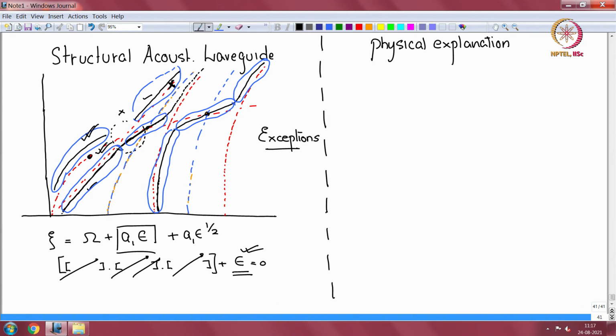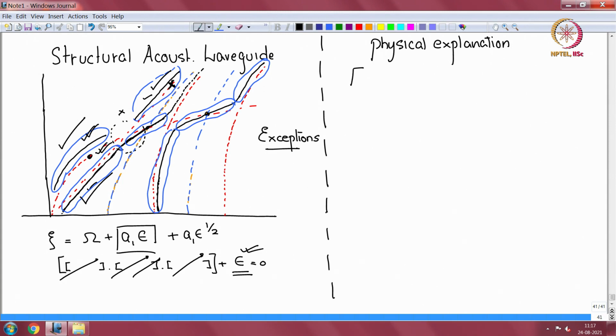Of why this happens. That means why the coupled flexure here is above, why the coupled plane wave here is above, why the coupled plane wave here is below, and so forth. We will see the physical explanation for that. Okay. So in order to do that, let us look at the original equation.